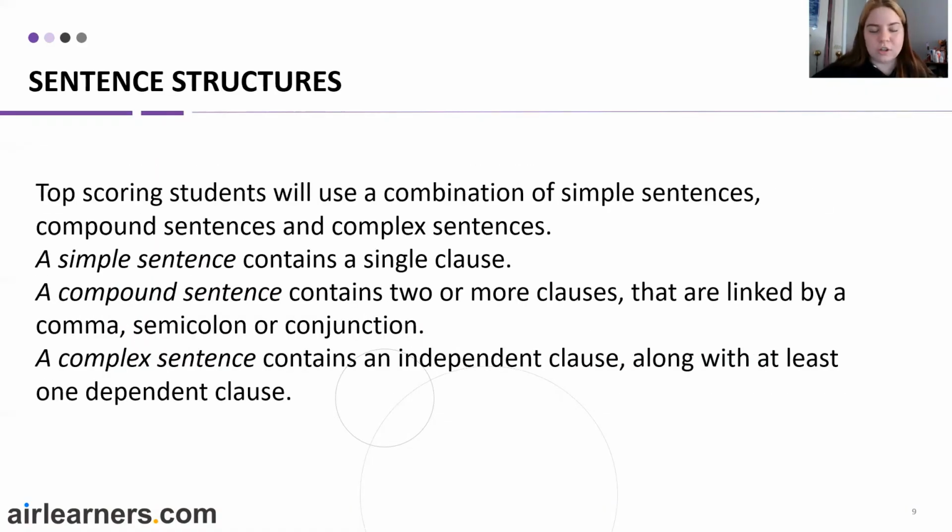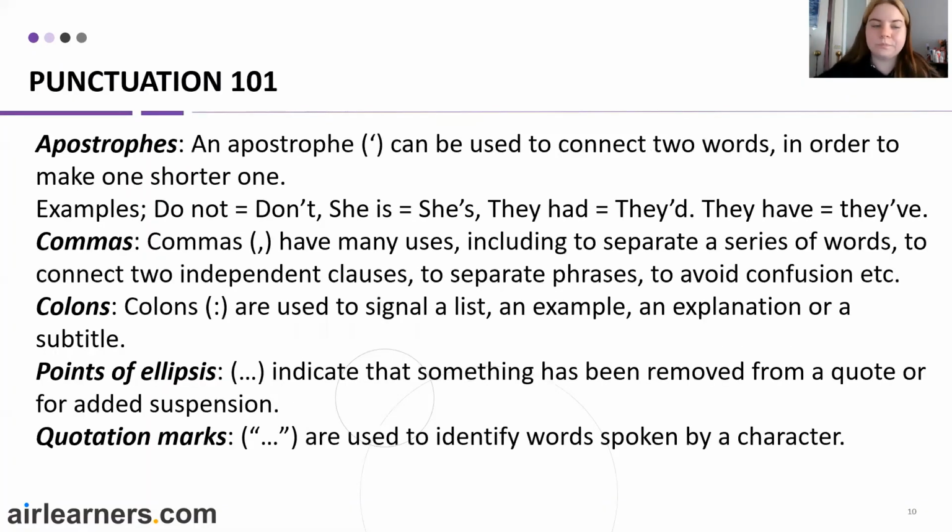Here are some sentence structures. Top scoring students will use a combination of simple sentences, compound sentences, and complex sentences. A simple sentence contains a single clause. A compound sentence contains 2 or more clauses that are linked by a comma, semicolon, or conjunction. A complex sentence contains independent clauses along with at least one dependent clause.